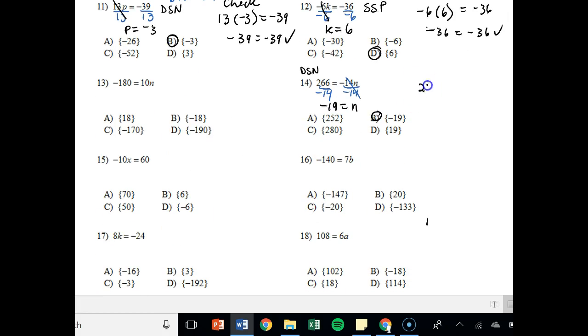But this does you no good unless you actually know your integer rules, right? Is 266 equal to negative 14 times negative 19? And in this case, yes, it is. If you use your multiplication chart and you go across the 14s, you'll see 14 times 19 is 266. And because they're both negative, I get a positive.